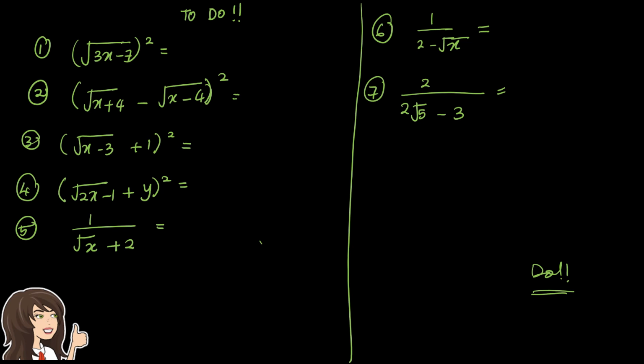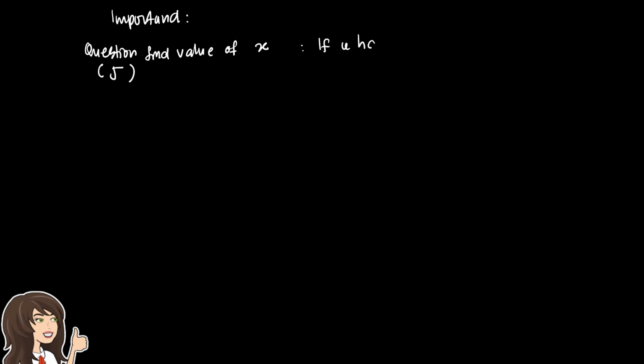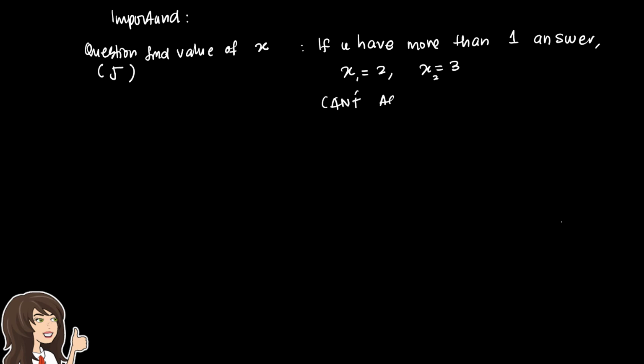Alright, good luck. Okay guys, I would like to share with you one important thing about surds. When you have a question that you need to find the value of x, with a surd symbol inside, if you have more than one answer, for example, x equal to 2, x equal to 3, you have two answers here, more than one, we cannot accept them until you check first.